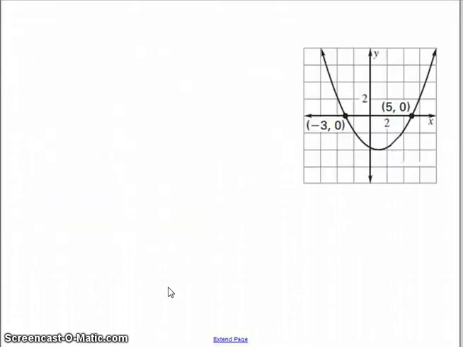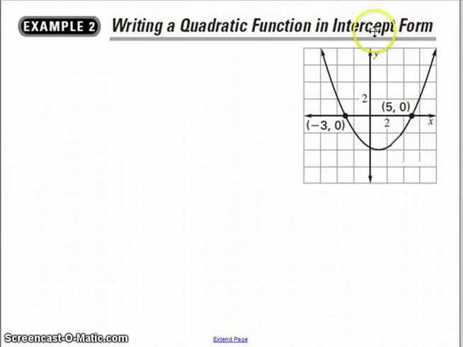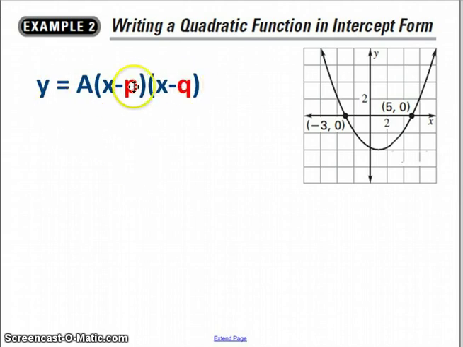The other scenario is when you don't actually know what the vertex is, and it's a little hard for me to guesstimate what that vertex is precisely, but I do see the 2 places where it goes through the x-axis. In other words, the 2 x-intercepts. Well, intercept form of quadratics is the handiest for that kind of situation. And here we've got the generic version of intercept form written down. In place of that p and in place of that q, we're going to write those x-intercepts, which in this case are the x values of those points where the curve goes through the x-axis, so -3 and 5.